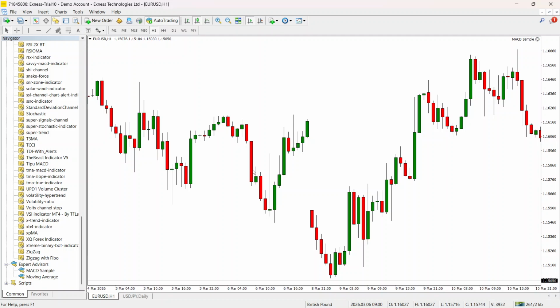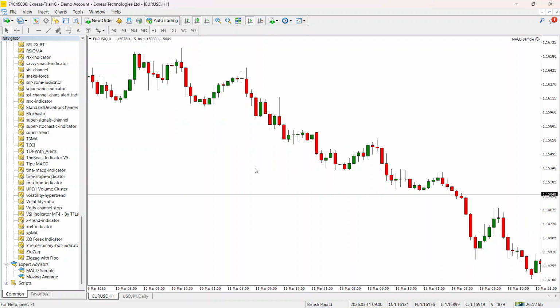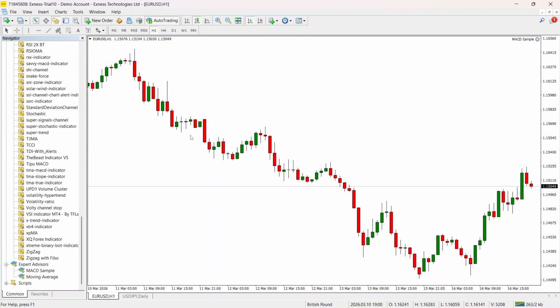Hello traders, welcome to this video on the on-neck candlestick pattern. In this video we'll cover what the on-neck pattern looks like on the chart, what it implies about price momentum, and when traders typically observe it.